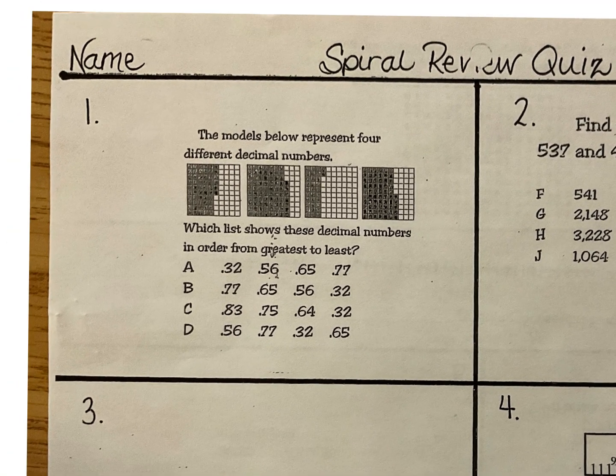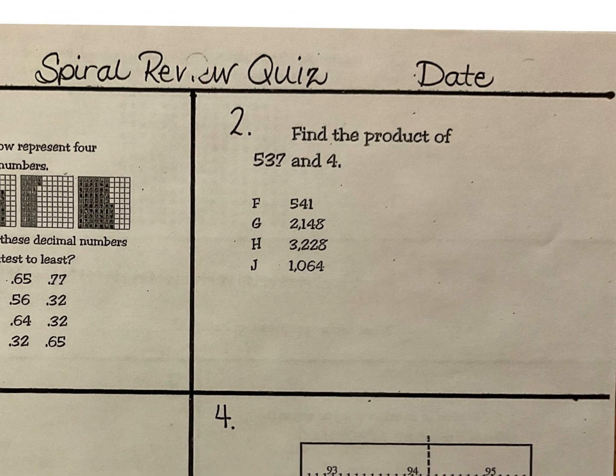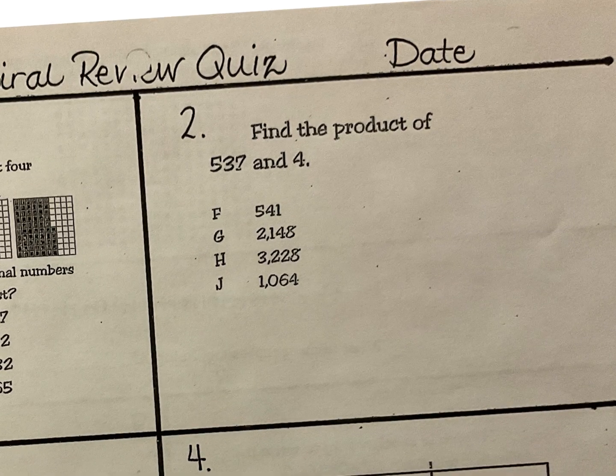Number 1, the models below represent 4 different decimal numbers. Which list shows these decimal numbers in order from greatest to least? Number 2, find the product of 537 and 4.